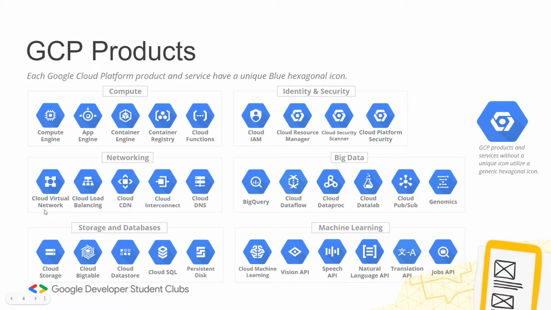Now let's look at some of the GCP products. Each GCP product and service has a unique blue hexagonal icon. You must have come across these icons in the GUI, the GCP Cloud Console itself. In case a product doesn't have a unique icon, it uses this generic icon. For example, Resource Manager doesn't have a unique icon, so it has this generic icon, and so does Cloud Platform Security. Now let's look at these tools and services.